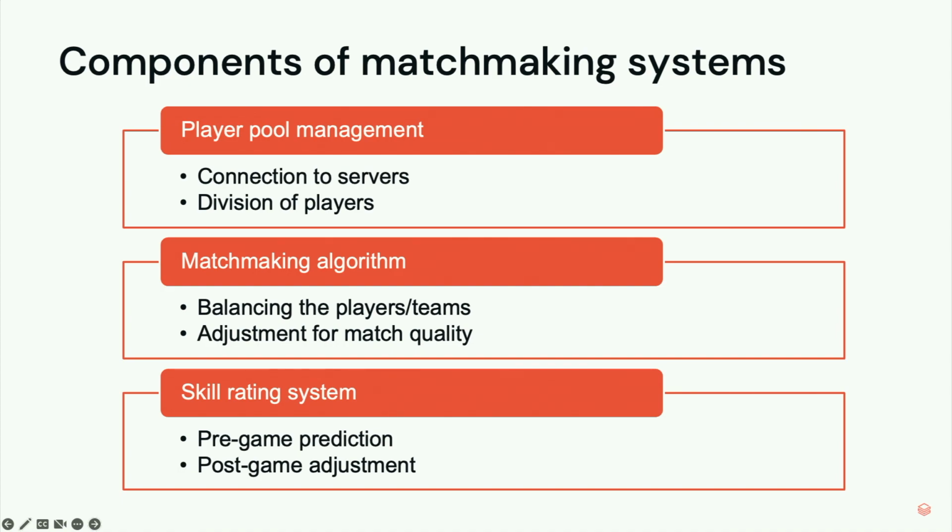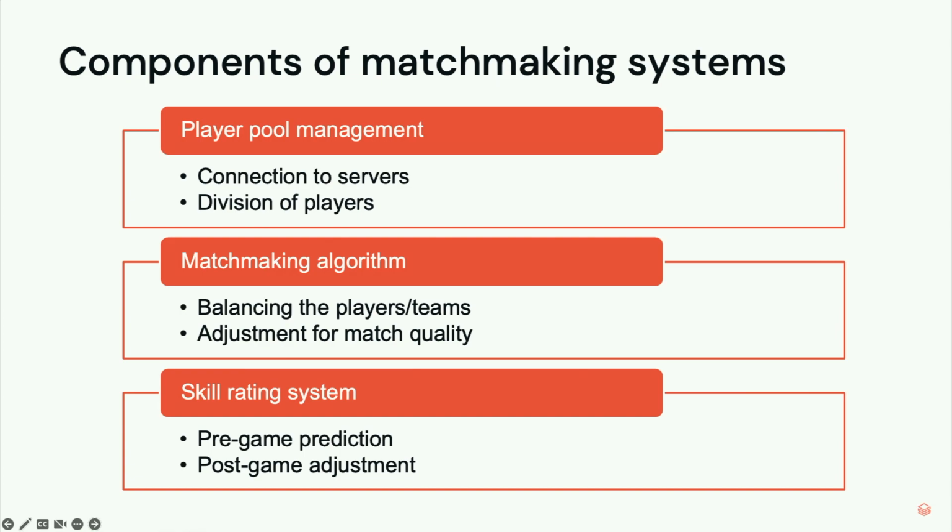Once you're in the pool, we run a matchmaking algorithm to create a fair match, where the goal is usually balancing the players and teams. There are also secondary goals, like adjustments for match quality and enjoyment for both teams. Coupled with the matchmaking algorithm, we also need a skill rating system. This is coupled because skill rating usually involves pre-game prediction: if we pit this player against the other player, what will the win rate between the two be? Using that predicted win rate can help balance the players and teams.